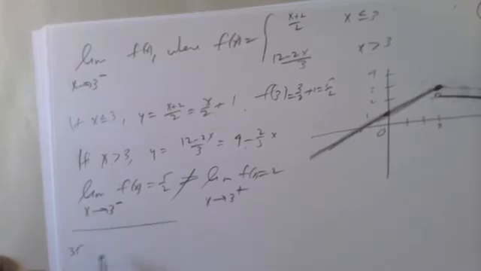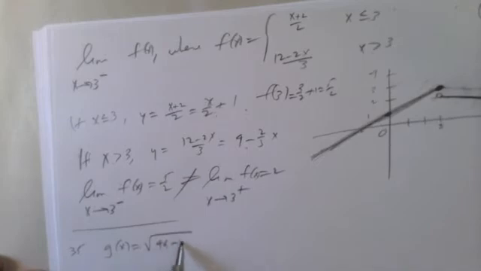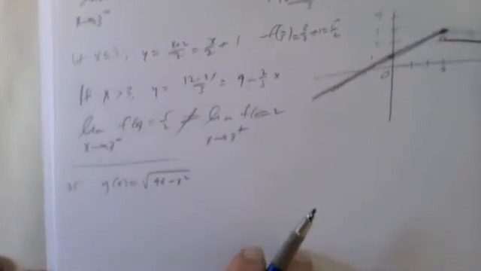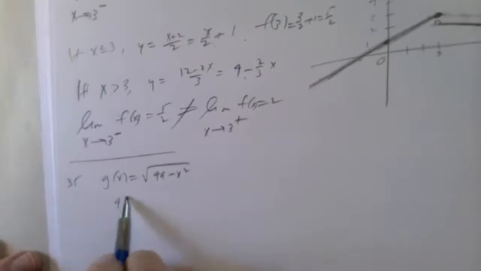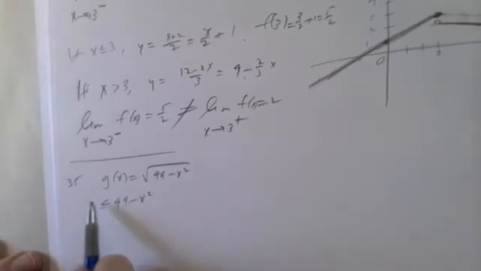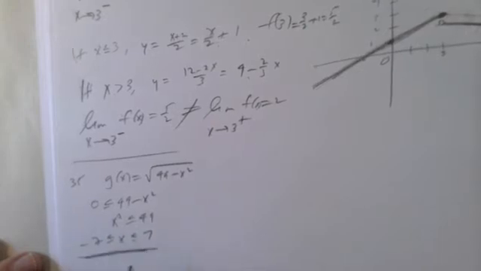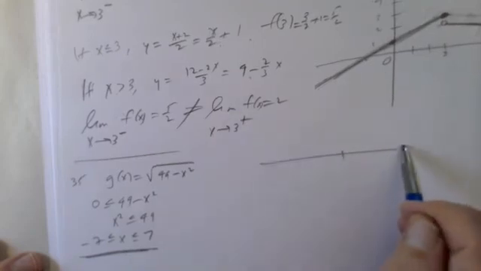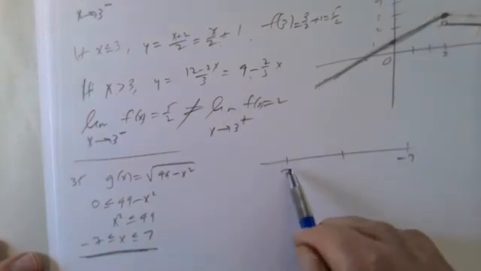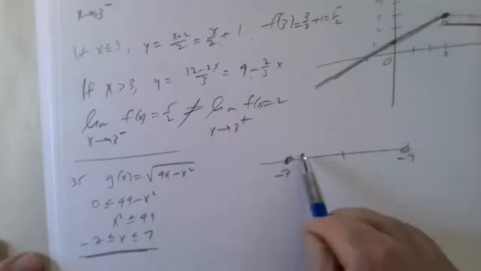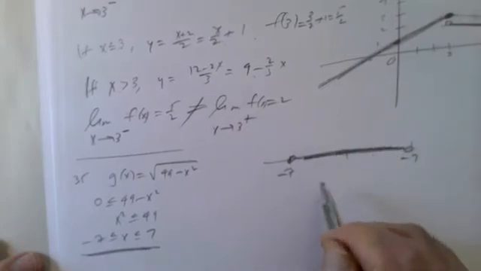This is number 35. Not one of the homework problems, but these are good problems. We have the function g of x equal to square root of 49 minus x squared. This is only defined where 49 minus x squared is greater than or equal to 0. That means x squared is less than or equal to 49. That means x is between -7 and +7. So the domain of the function is this closed interval.